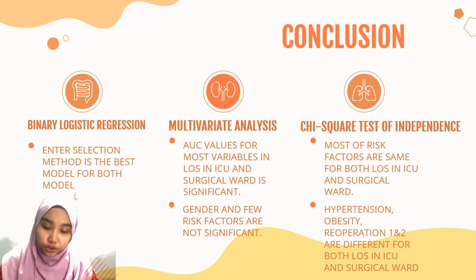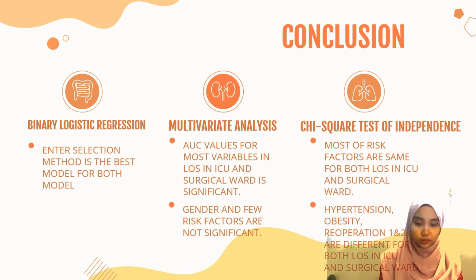As for the conclusion, the enter selection method is the best model for both length of stay in ICU and surgical ward models. Next, multivariate analysis. AUC values for most variables in length of stay in ICU and surgical ward are significant. On the other hand, gender and a few risk factors are not significant. In the chi-square test of independence, most of the risk factors are the same for both length of stay in ICU and surgical ward. Meanwhile, hypertension, obesity, reoperation 1 and 2 are different for length of stay in ICU and surgical ward.